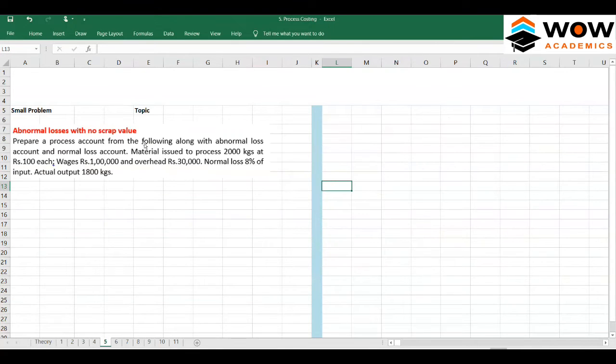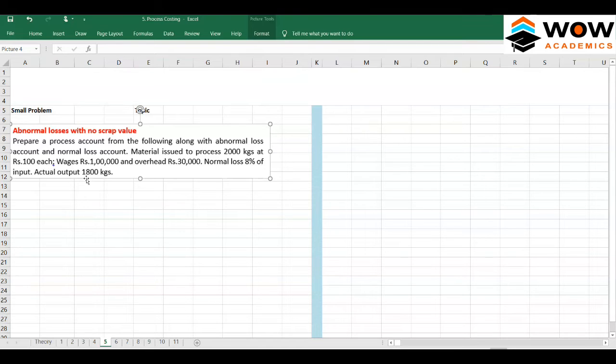So here we have abnormal losses with no scrap value. Okay, so what is abnormal loss? Any loss which is more than the normal loss is an abnormal loss. So we'll start with this problem. Prepare a process account from the following along with abnormal loss account and normal loss account. So we have to prepare two accounts here. Additionally, materials issued is 2000 kgs at 100, wages is 1 lakh, overhead is 30,000, and normal loss 8% of input. So actual output is 1800 kgs.